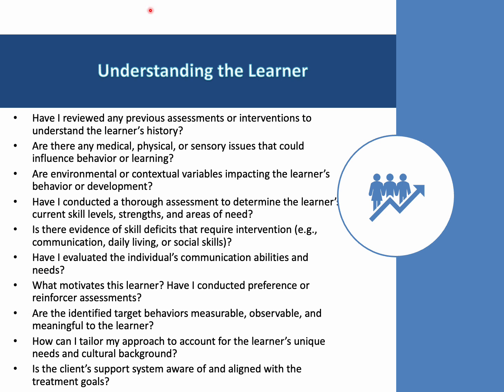The next one says, are the identified target behaviors measurable, observable, and meaningful to the learner? So when you go through your assessment process, you will, like I mentioned, identify areas of strength, skill deficits, problem behaviors, areas of need. When we do that entire process, we typically will write up a program for that client that we are working with, and we'll develop a plan of intervention. When we are writing up that program or that intervention plan, we want to make sure that we are defining behaviors in an objective manner, in a measurable and observable and meaningful way for that client. So that's one way that we can make sure that we are understanding the learner and that we are tailoring our intervention to their individual and particular needs.